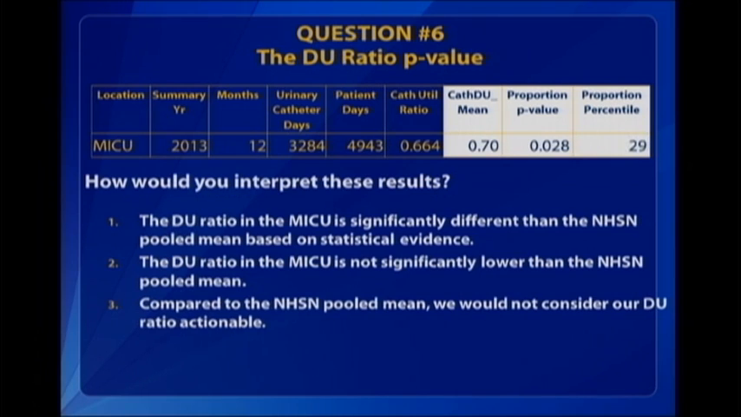All right, so we have another question for you, question number 6. How would you interpret the results? Number 1: the DU ratio in the medical ICU is significantly different than the NHSN pooled mean based on statistical evidence. Number 2: the DU ratio is not significantly lower than the NHSN pooled mean. Number 3: compared to the NHSN pooled mean, we would not consider our device utilization ratio actionable.